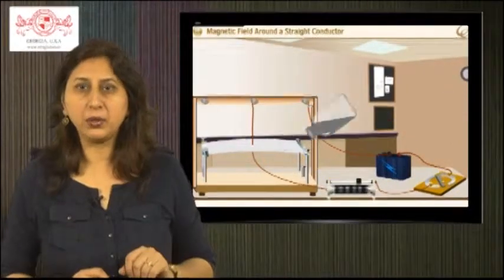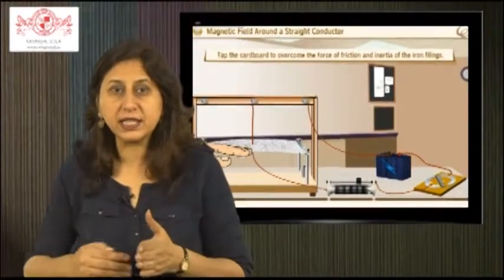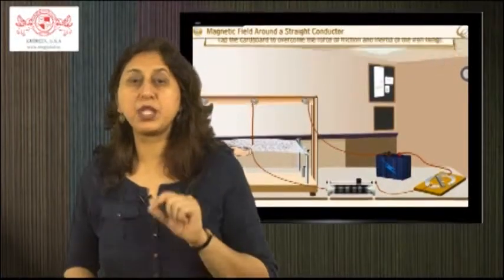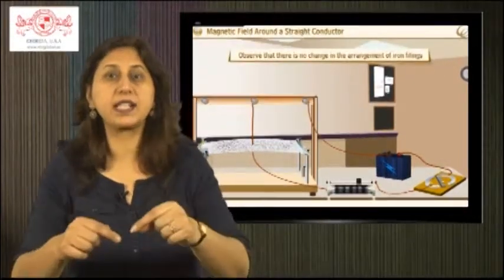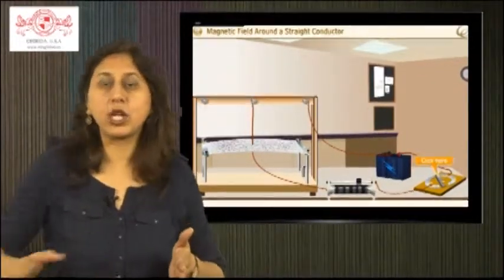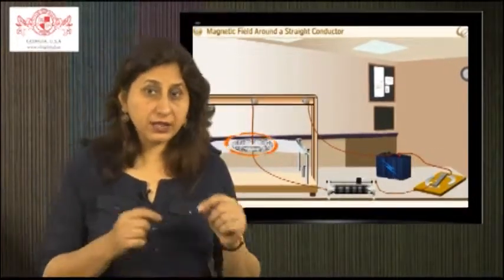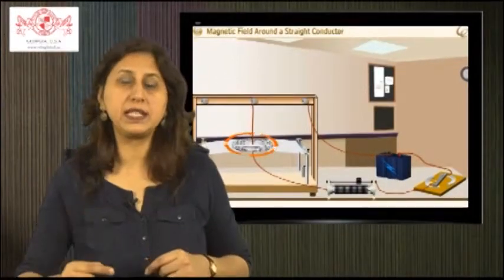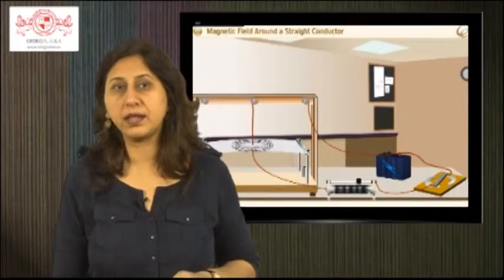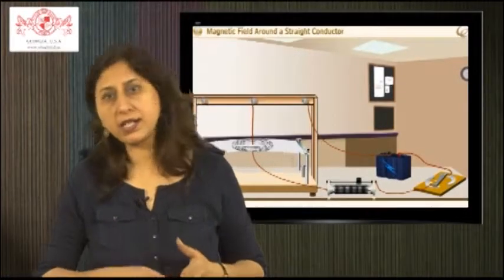Switch on the current now. Observe that the iron filings arrange themselves in concentric circles around the conductor. This is because the electric current produces a magnetic field around the conductor and the iron filings, being magnetic in nature, align themselves in concentric circles. Now place a magnetic needle near the wire. The direction in which the north pole of the needle points indicates the direction of the magnetic field at that point. Now observe the magnetic field pattern when the direction of the current is reversed.